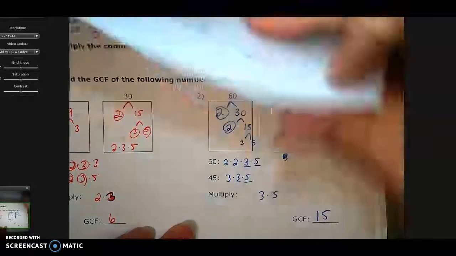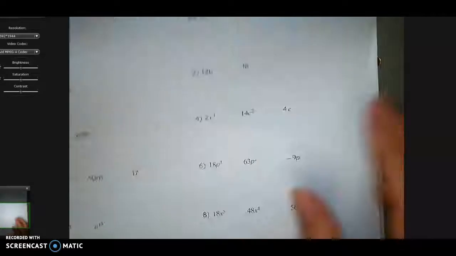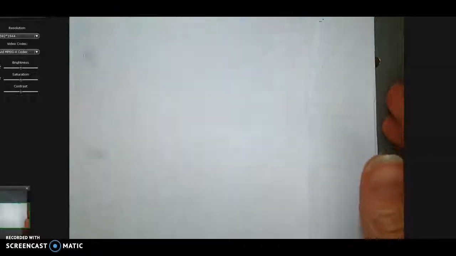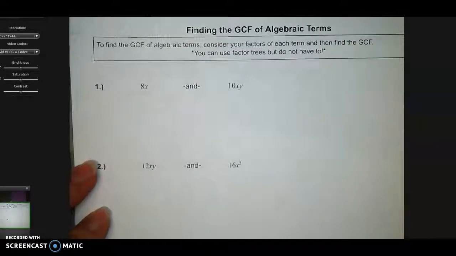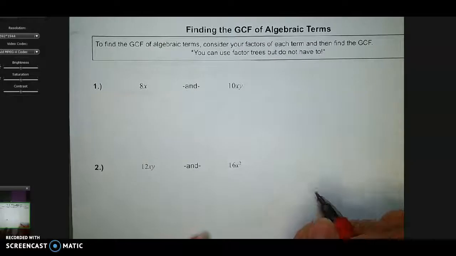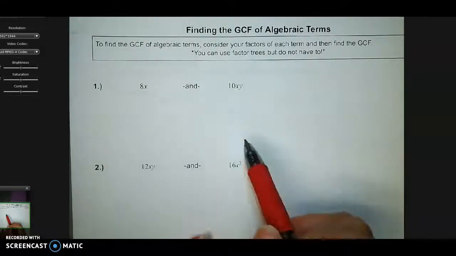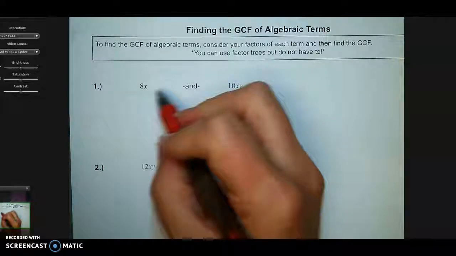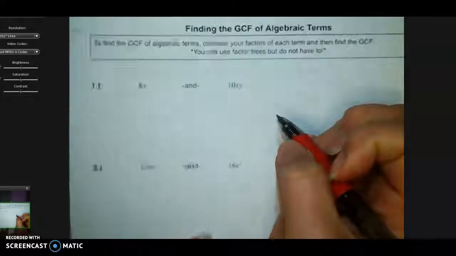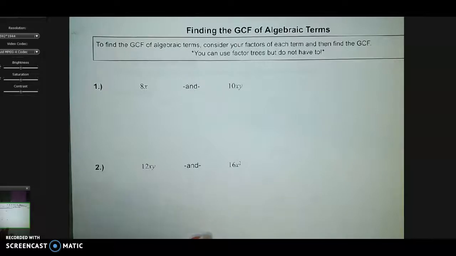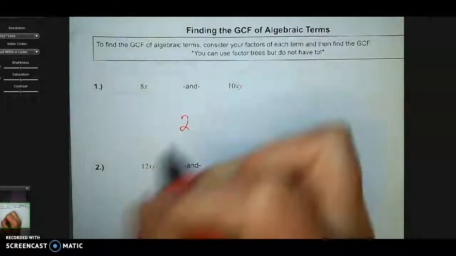Moving on from that, we did some practice with when variables get involved. So if I'm finding a greatest common factor and variables are involved, I need to take care of the number part first. If I know my multiplication facts, it makes it a whole lot easier. So I look at these and I can say, well, I know I can divide them both by 2 and I can't get bigger than that, so 2 is going to be the number.